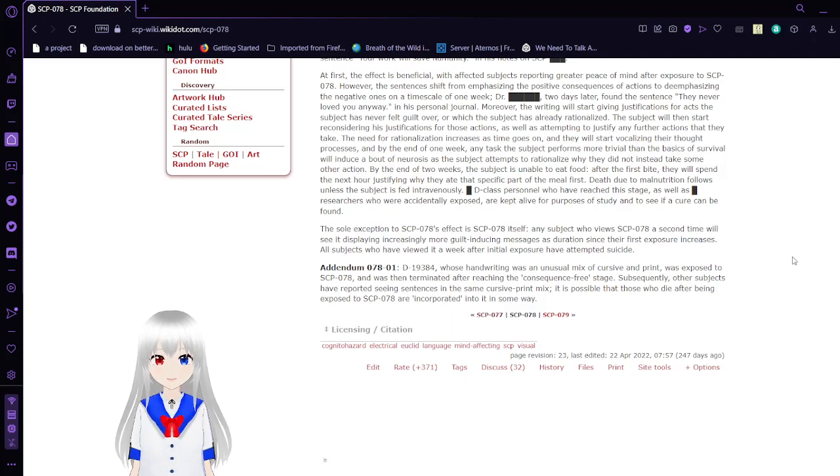Addendum 78-1. D-19384, whose handwriting was an unusual mix of cursive and print, was exposed to SCP-78 and was then terminated after reaching the consequence-free stage. Subsequently, other subjects have reported seeing sentences in a cursive and print mix. It is possible that those who die after being exposed to SCP-78 are incorporated into it in some way.